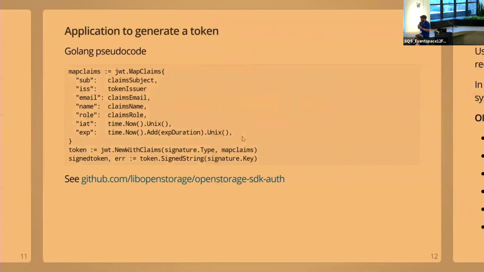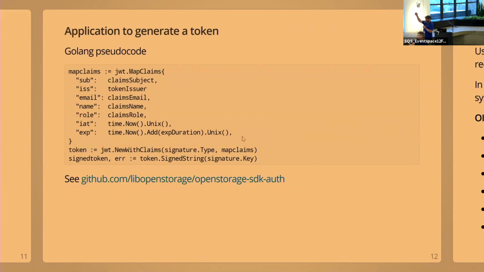So, again, if you're new to JSON Web Tokens, how do you create one? Here's just a simple Golang pseudocode of how you create a JSON Web Token. So again, the JSON Web Token has 3 parts. You've got the header, you've got the claims, and the signature. Now the claims is just a map, all right? So in that map, you can put whatever you want, really. It's just a JSON map.